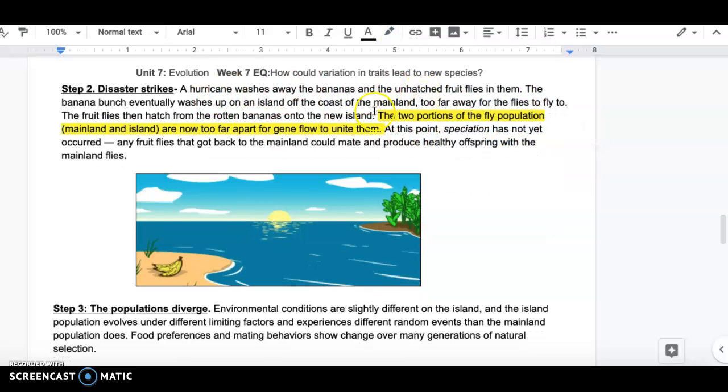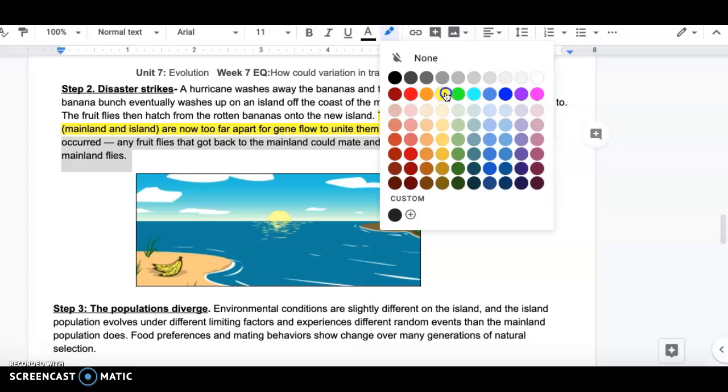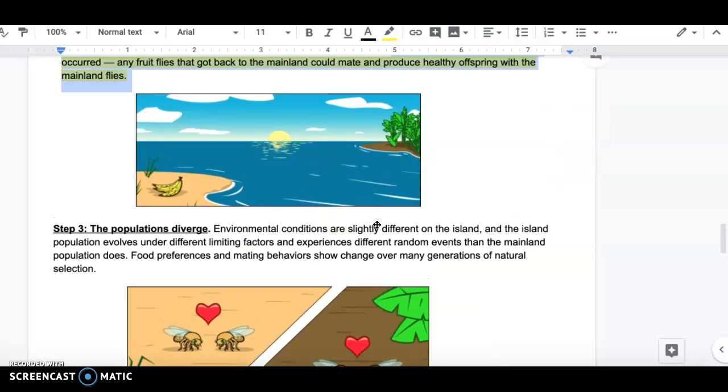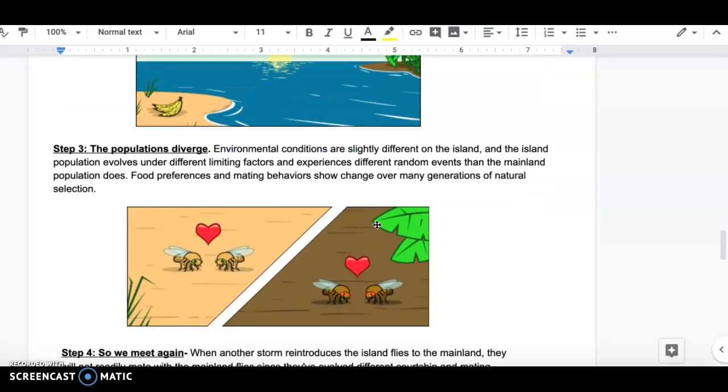Okay, so I know that in step 2, something happens and separates two groups of this population. At this point, speciation has not yet occurred. Any of the fruit flies that somehow got back to the mainland could still mate and produce healthy offspring with the mainland flies. They're not genetically different yet.